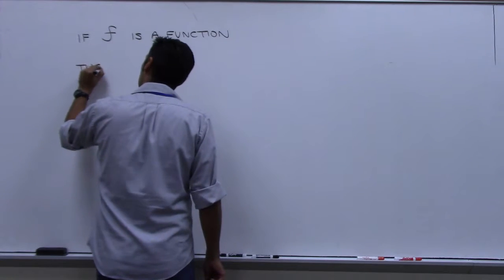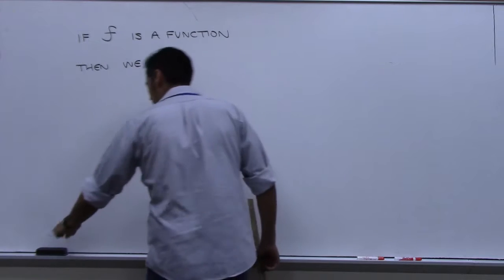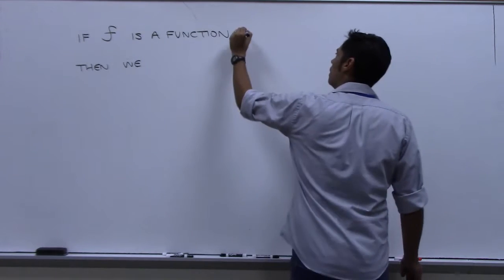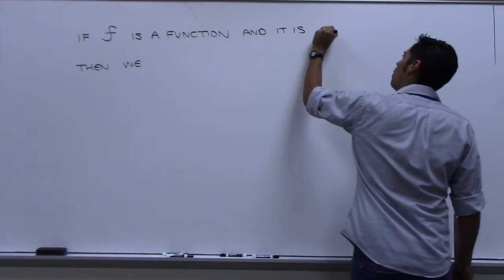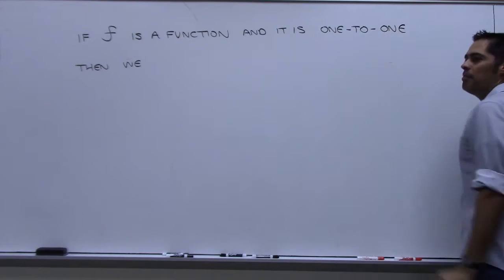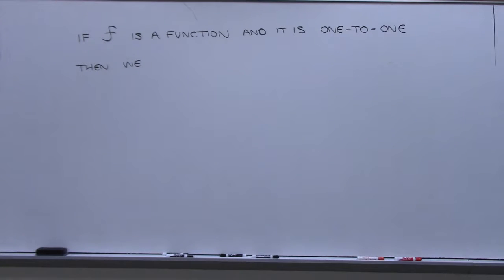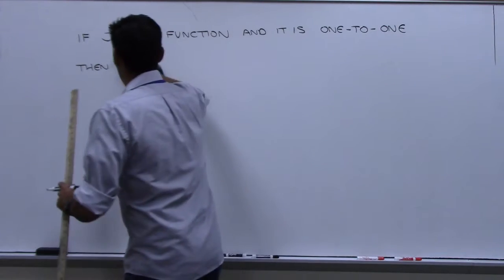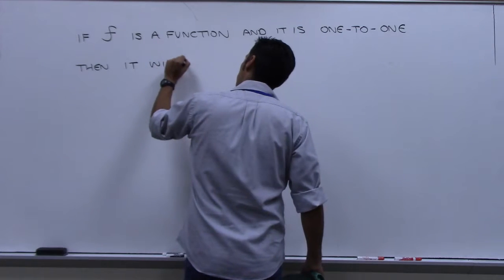then... I forgot to put and it is one-to-one. If f is a function and it is one-to-one, then it will have an inverse.